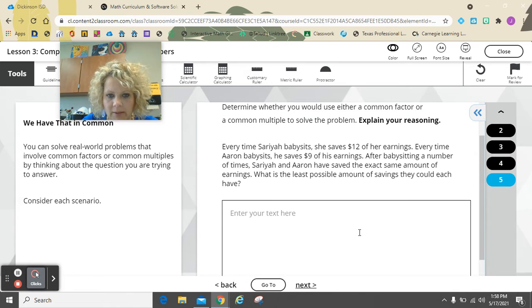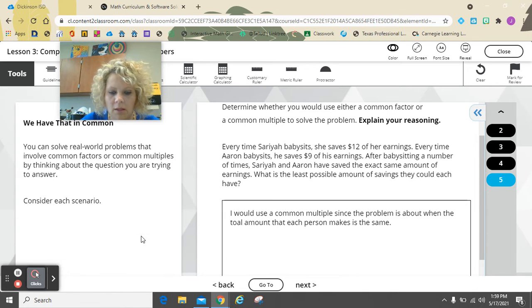All right, this last one, you're going to do the same thing. Every time Soraya babysits, she saves $12 of her earnings. Every time Aaron babysits, he saves $9 of his earnings. After babysitting a number of times, Soraya and Aaron have saved the exact same amount. What is the least possible amount of savings that they could have? So again, think to yourself, if we are splitting two different quantities of items to find the same amount, or if we're equally sharing. So think about those two things. Go ahead and pause, and when you've completed your answer, hit play, and you can check it.